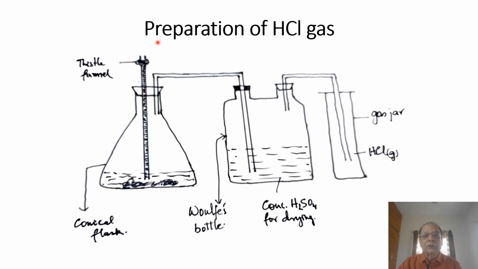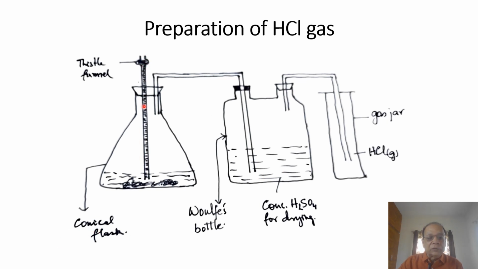Now this is the diagram of preparation of HCl gas. We have a conical flask with a double-holed rubber bung or a stopper. Through one of these holes, there is a thistle funnel inserted into the conical flask, and through another hole, there is a delivery tube fixed which connects the conical flask where the reaction is going to occur to a Wolf bottle containing concentrated sulfuric acid.